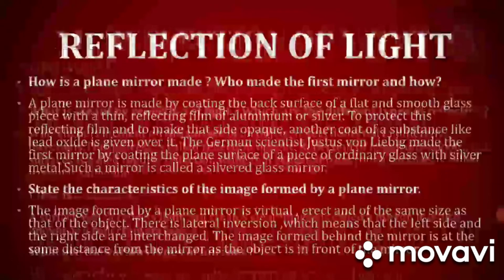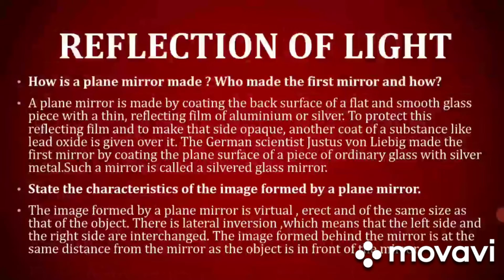How is a plane mirror made? Who made the first mirror and how? A plane mirror is made by coating the back surface of a flat and smooth glass piece with a thin reflecting film of aluminium or silver. To protect this reflecting film and to make that side opaque, another coat of a substance like lead oxide is given over it. The German scientist Justus von Liebig made the first mirror by coating the plane surface of a piece of ordinary glass with silver metal. Such a mirror is called a silvered glass mirror.